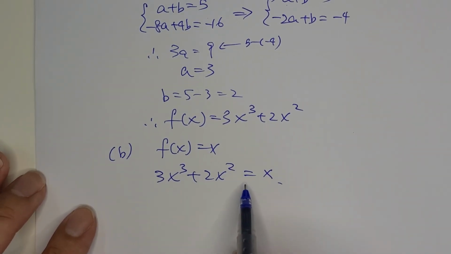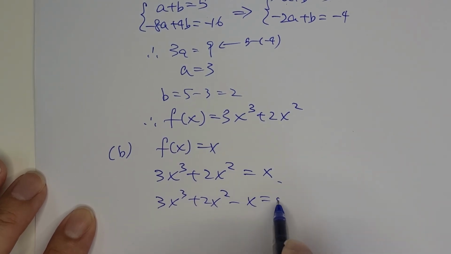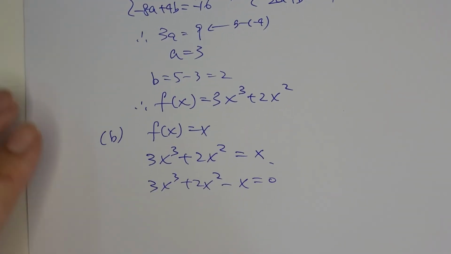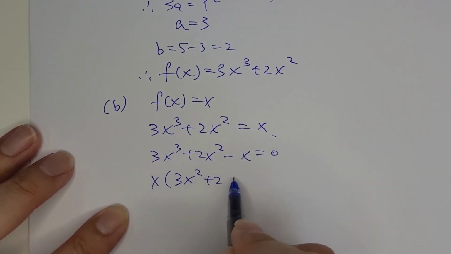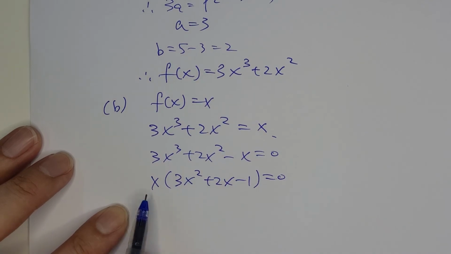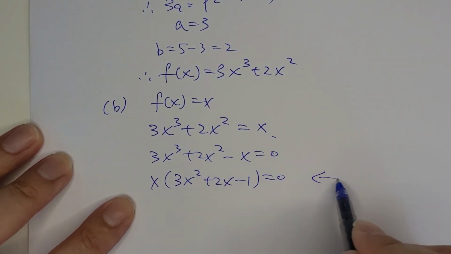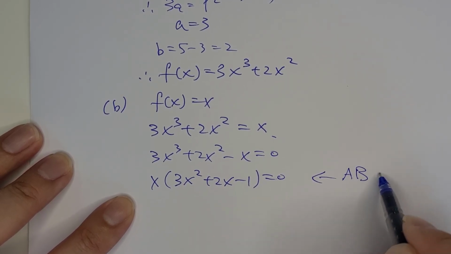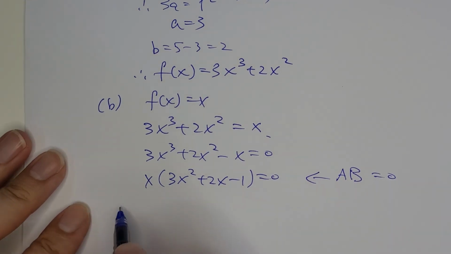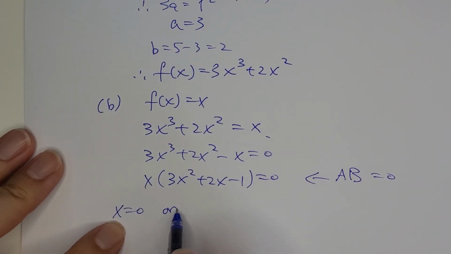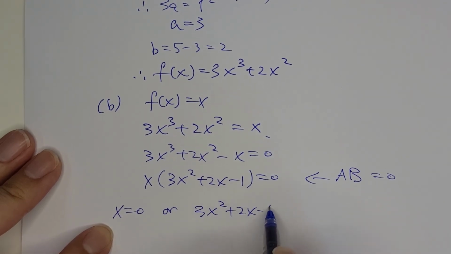And move x to the other side, becomes minus x equals 0. So you can take out common factor x, becoming x(3x squared plus 2x minus 1) equals 0. Do not cancel x, because there are two factors, okay? When you have two things multiplied to get 0, that means either one of them equals 0. Either x equals 0 or 3x squared plus 2x minus 1 equals 0.